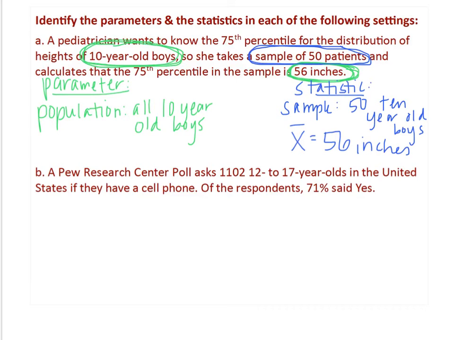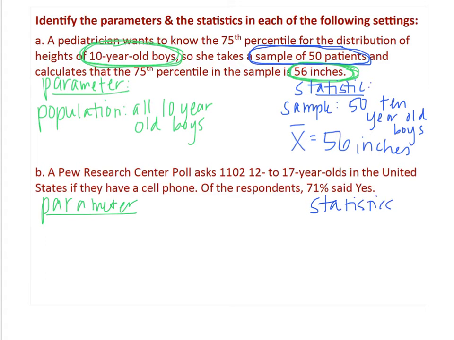So let's take a look at example 2, or B. A Pew Research Center poll asks 1,102 12 to 17-year-olds in the United States if they have a cell phone. Of the respondents, 71% said yes. So if I think about my parameters and statistics again, who is my population? What did I take a sample of?